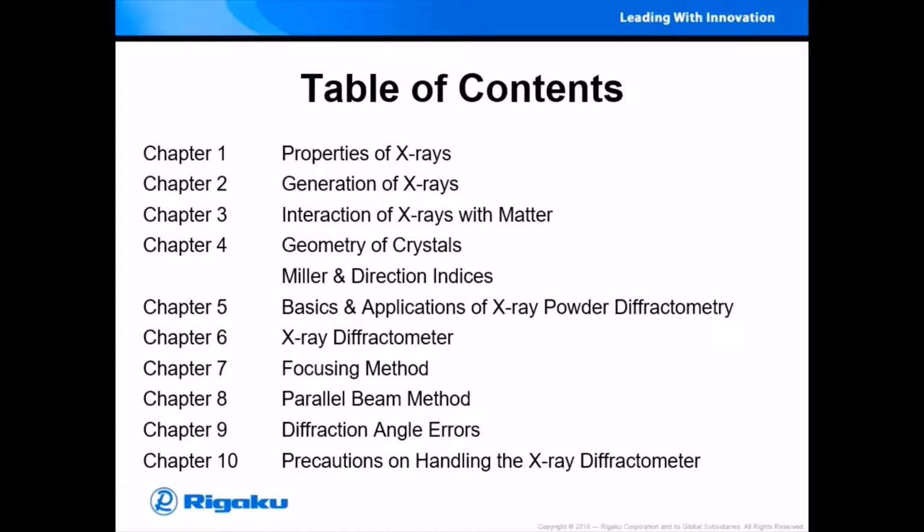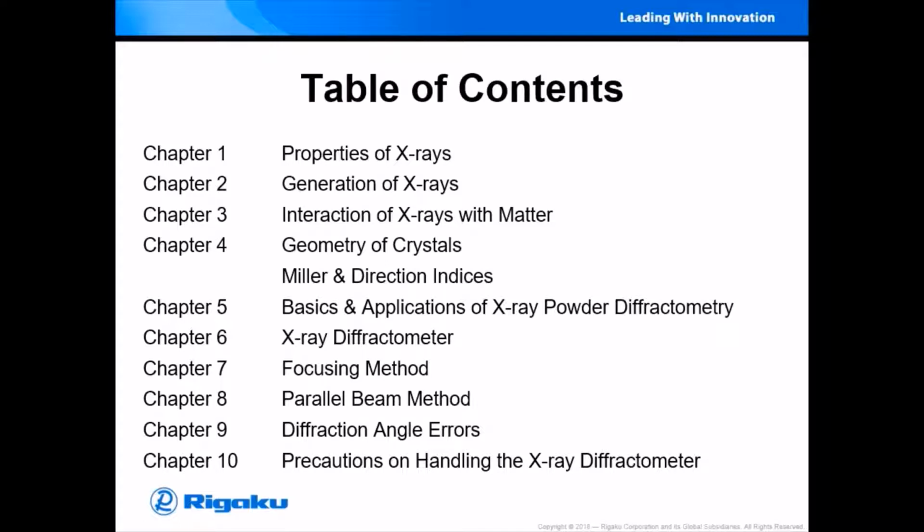In Chapter 2, I'll explain the generation of X-rays including white and characteristic radiation, which are used in normal X-ray diffraction experiments. The topic of Chapter 3 is interaction of X-rays with matter. X-ray absorption, fluorescent X-rays and scattering X-rays will be explained.